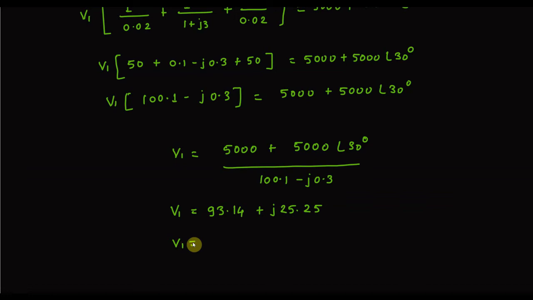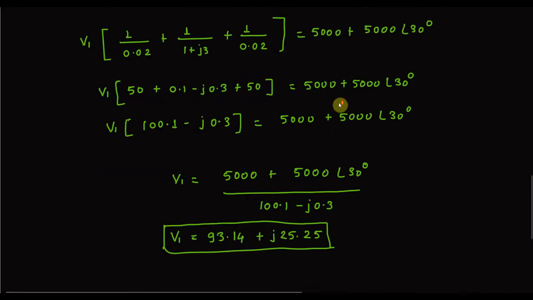We do not need to convert this to polar form, because they have not asked for V1, they have asked for the value of current. So in that way we have calculated the node voltage. As there is only one node, there is only one voltage. If there were two nodes, there would be V1 and V2 here.